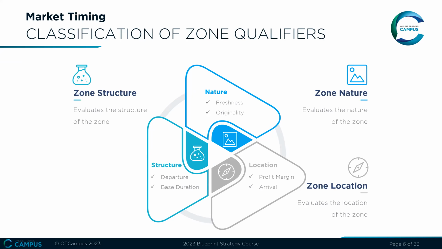We have the structure of the zone, which is going to be the departure and the base duration. So we're going to look at the different legs of the formation, the different parts of our formation. We're going to look at the leg out as well as the base, which are important parts of our formations. Then we've got the zone nature. Here we're going to look at freshness as well as originality.